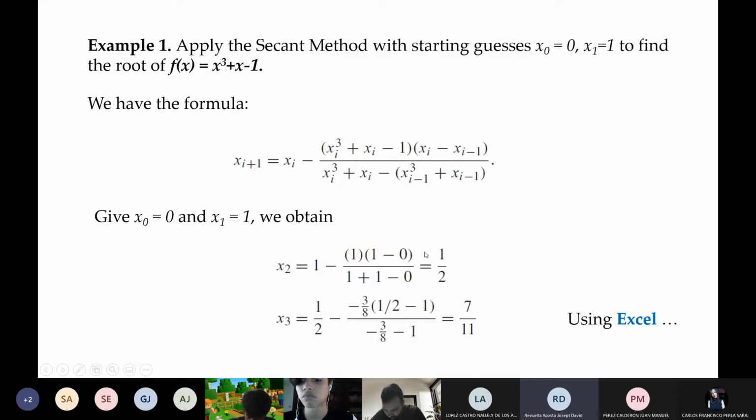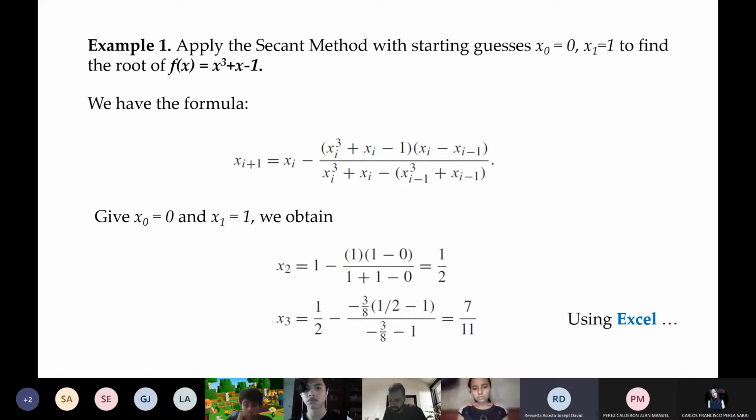So now this x2, of course, is going to be xi plus 1. So, but in this one is going to become xi. So 1 is equal to xi, 1 half minus, then 1 half to the power 3 plus 1 half minus 1. ¿Cuánto da eso? So you said like 0.5 to the power 3 plus 0.5 minus 1. Is equal to minus 3/8, 3 octavos. ¿Sí les dio eso? Sí, sí da eso, profe.